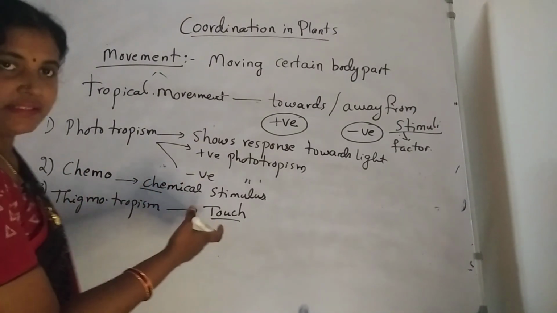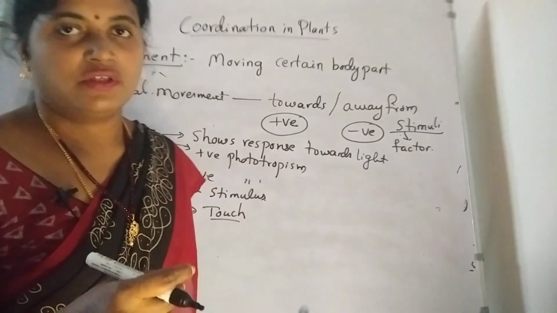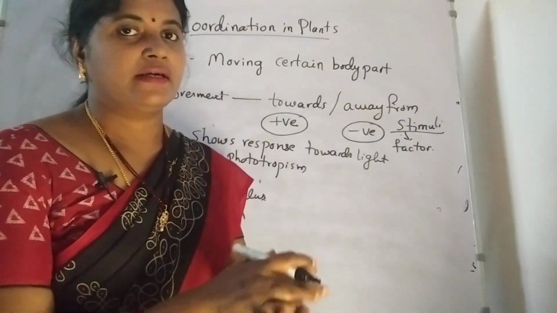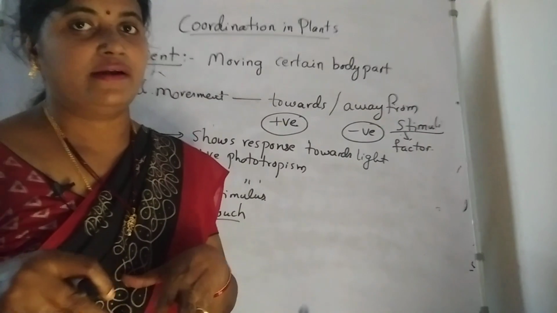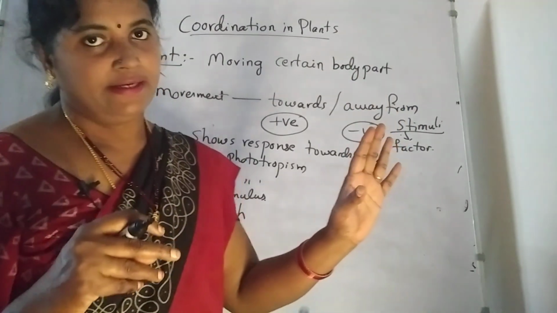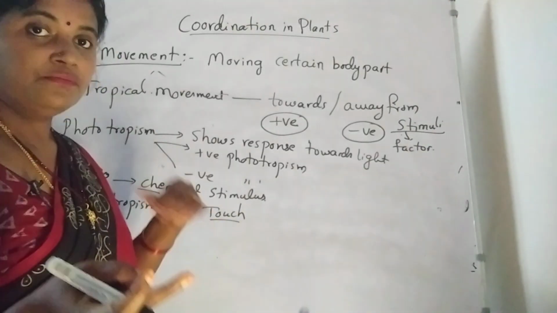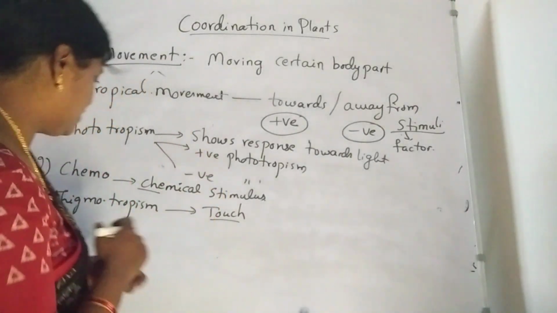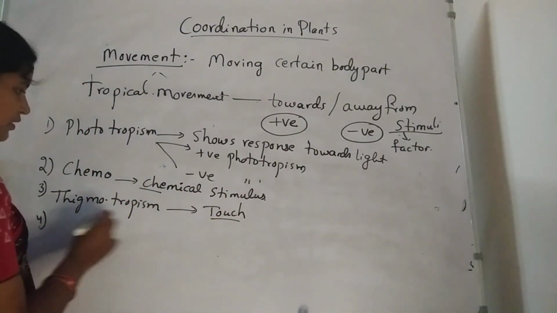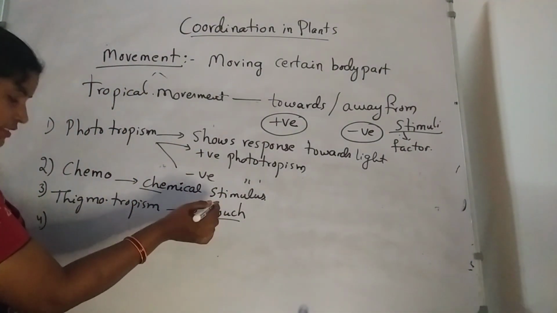Next, for the touch example, take the touch-me-not plant. If you touch the touch-me-not plant, it is not moving towards the hand, it is moving away from the hand. So that is again positive and negative thigmotropism. They are showing a response towards or away from the touch.